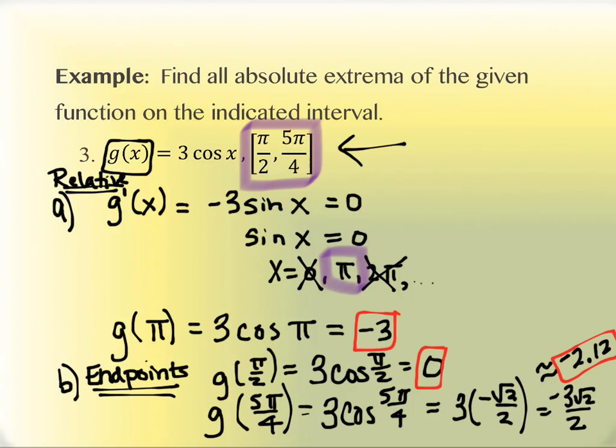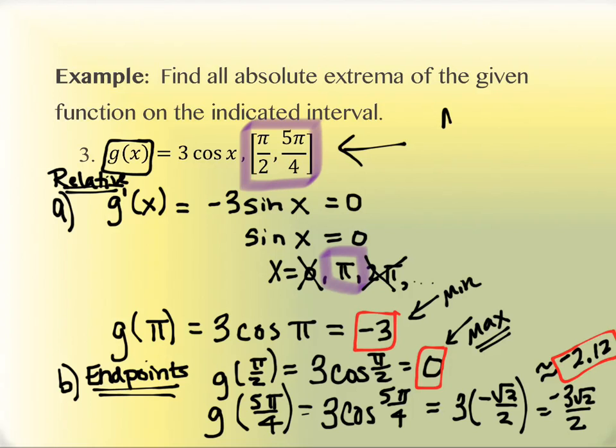Oddly enough, it's 0, right? Because it's the only one that's not negative. So this right here tells me that that's my maximum, and I'm going to write it out properly in a moment. Which one is my smallest? Negative 3. So this one is my minimum. So what do I say?